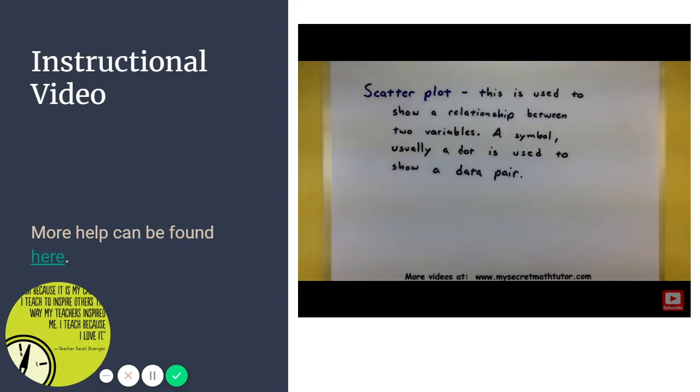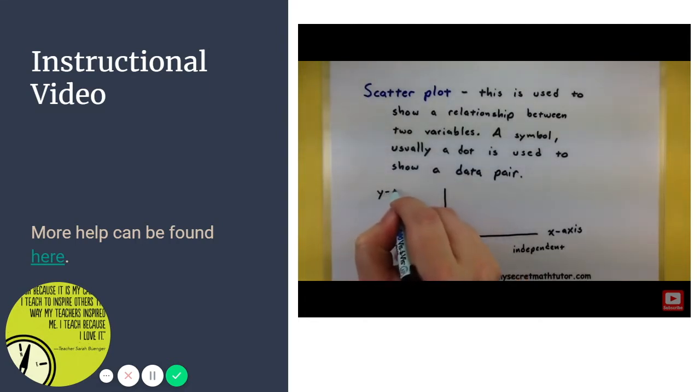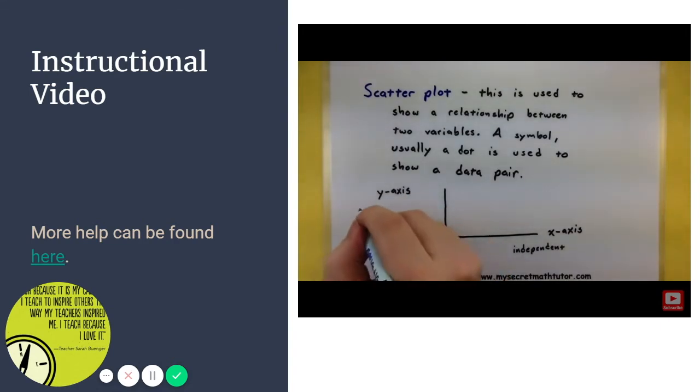Let's look at some other terms that are also used when describing these scatter plots. We'll take both of our variables and represent them along these axes here. On the bottom one, we call this our x-axis. This is where we'll display our independent variable. Along the other line, our y-axis, we'll display the second variable. We'll call this our dependent variable.